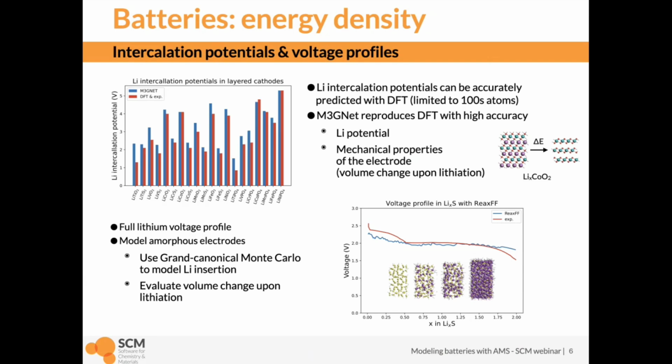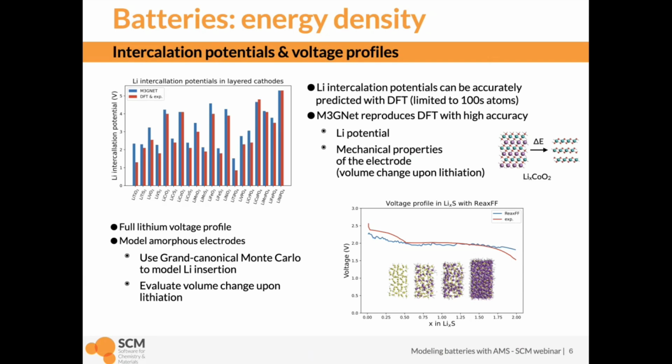There are two colors. One is calculated with density functional theory, and the blue one is with a machine learning potential. With DFT, it would take you maybe a week, but with the fast machine learning potential, it takes just a few minutes. So this shows how you can use those models to accelerate and screen many materials.